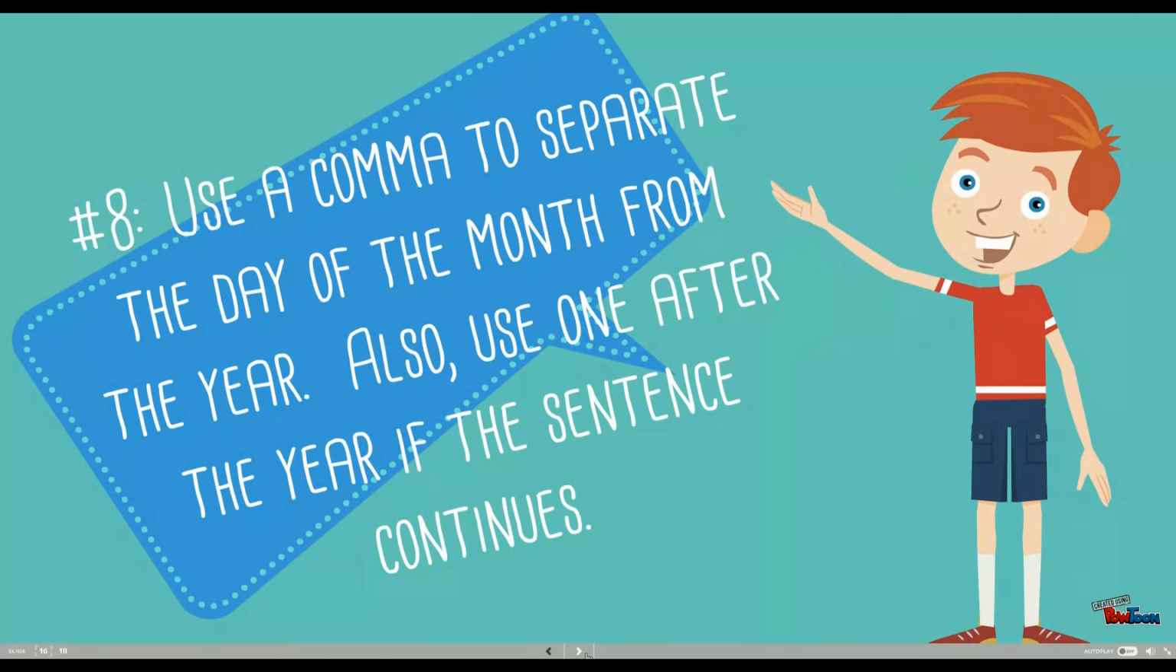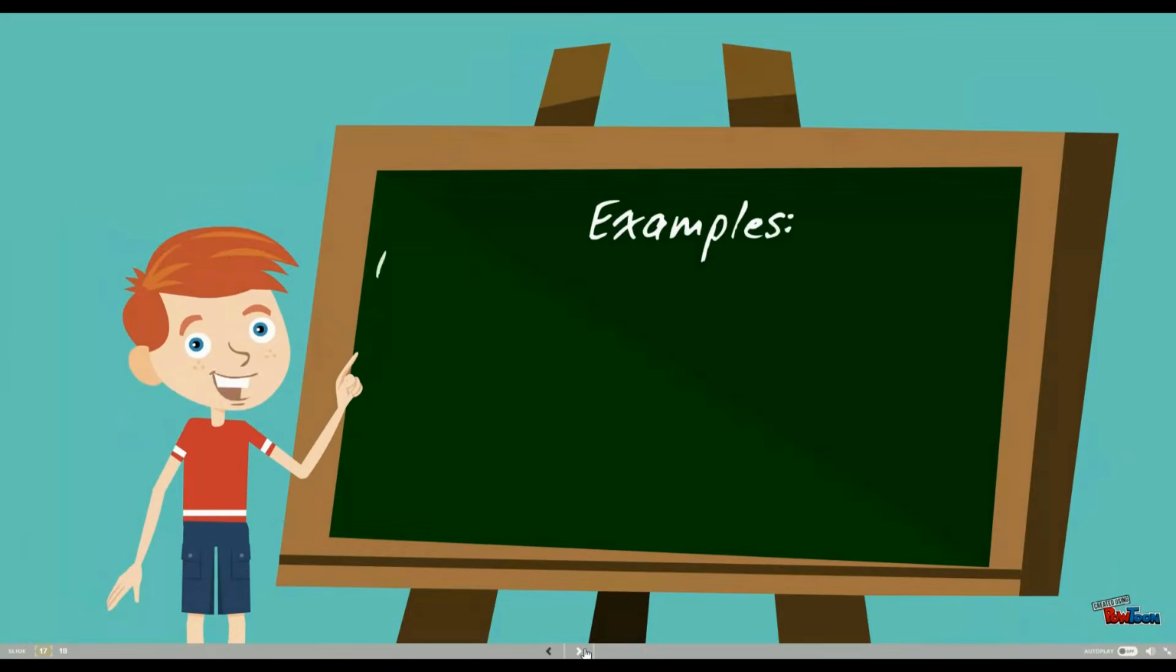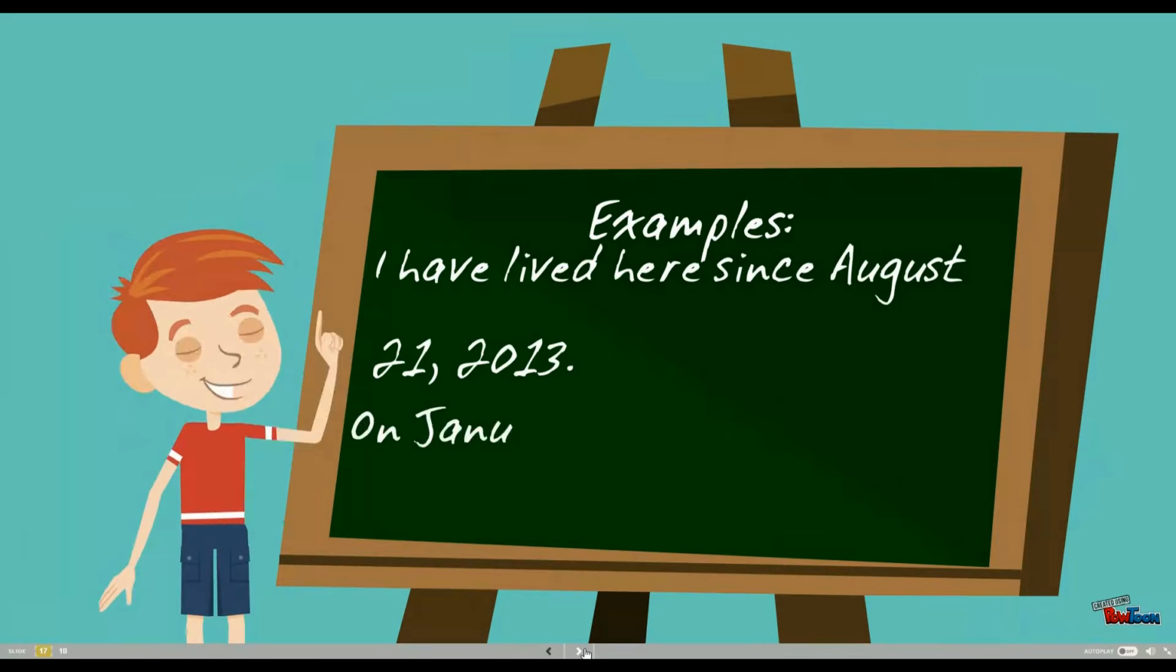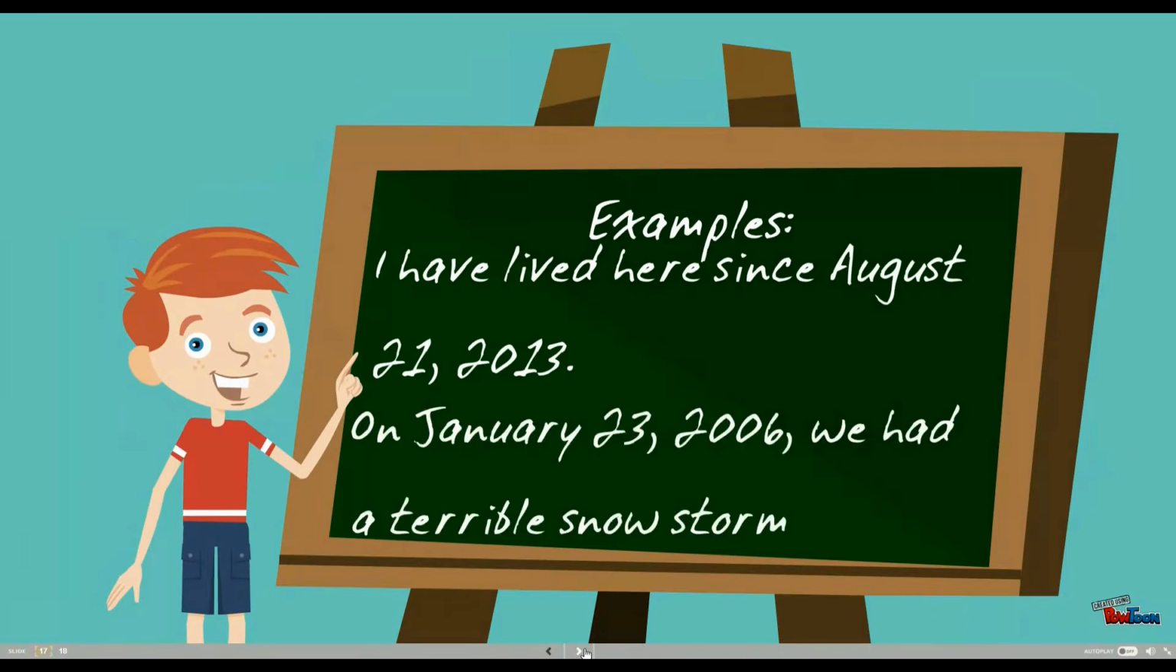Rule number 8, use a comma to separate the day of the month from the year. Also, use one after the year if the sentence continues on. So here are some examples. I have lived here since August 21st, 2013. On January 23rd, 2006, we had a terrible snowstorm.